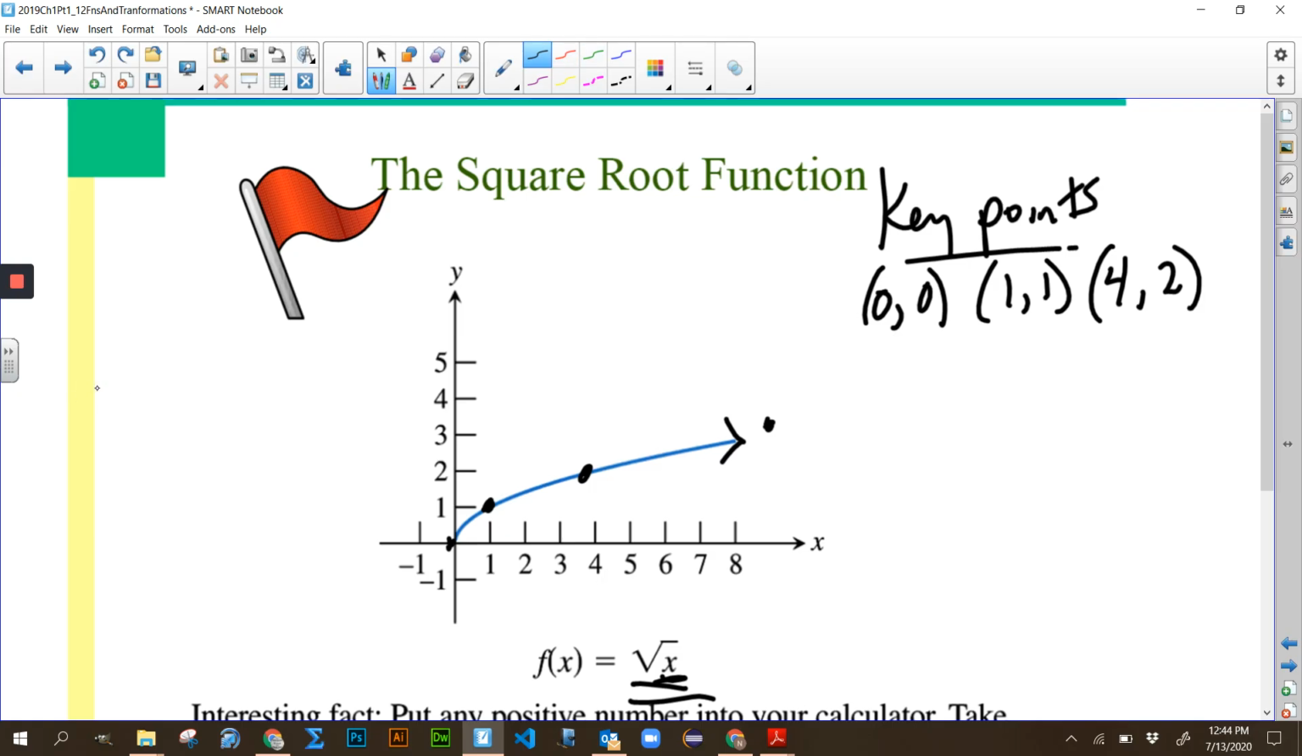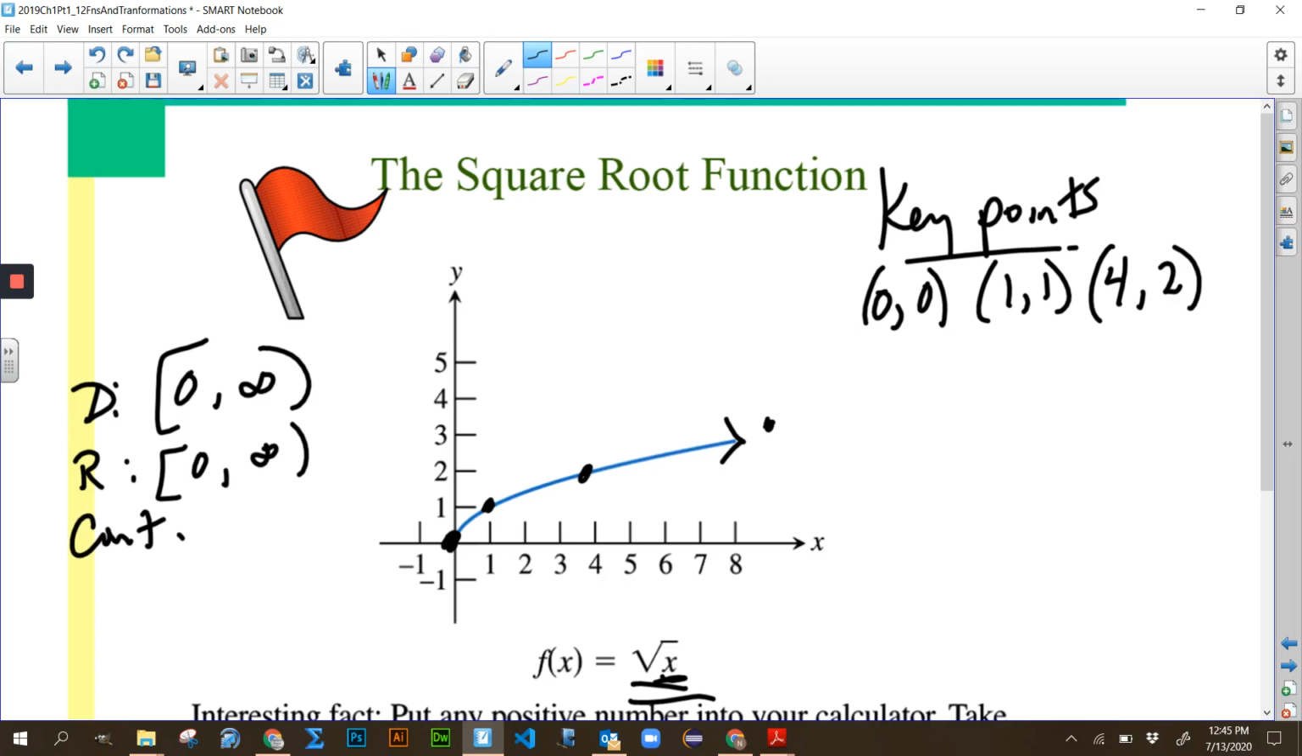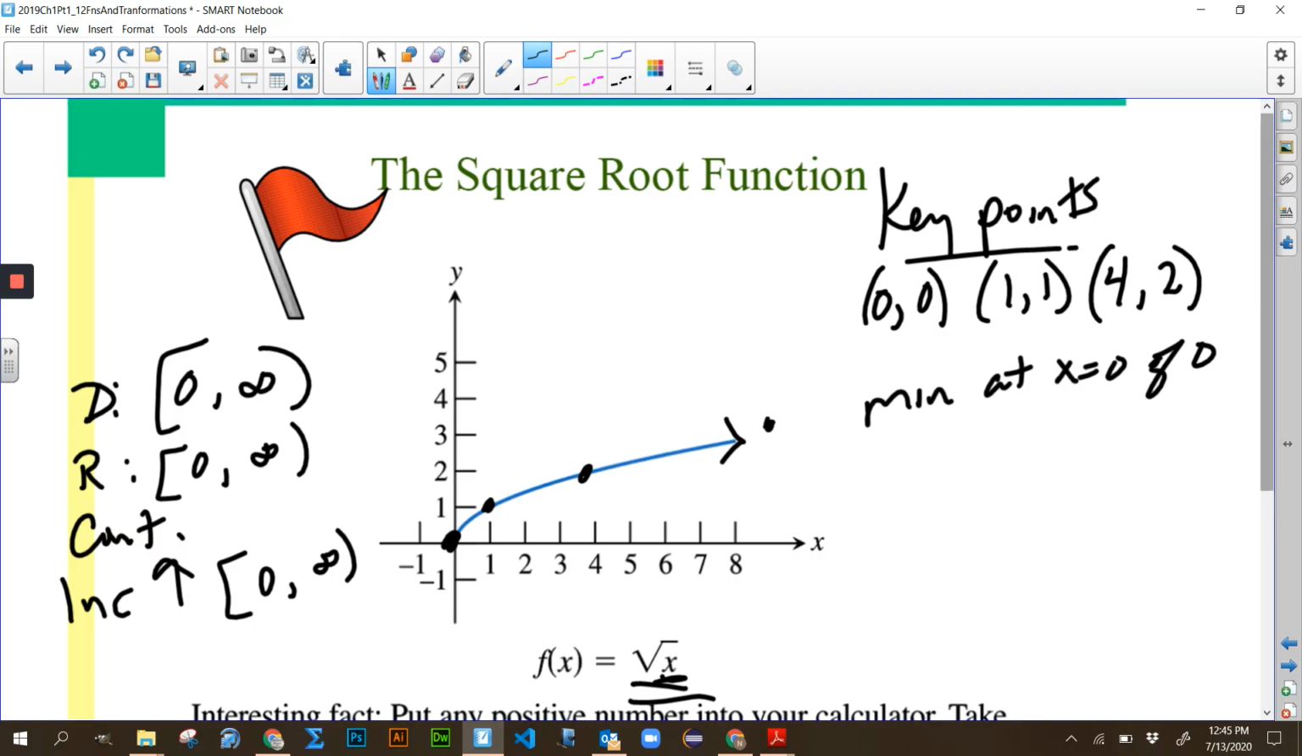And we're back. So our domain in this case, my x values start at 0 and go positive. So start at 0 and just get bigger. We'll include that 0 because it's on the graph. The range is exactly the same thing. The y values, how far up does it go? Even though it goes up really slowly, it is going to hit every y value. So from 0 to infinity. It is continuous. It is increasing on its entire domain. There is a minimum at x equals 0 of 0. There are no asymptotes. It is bounded below.